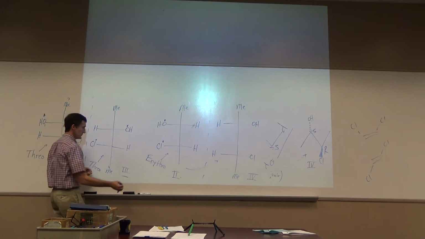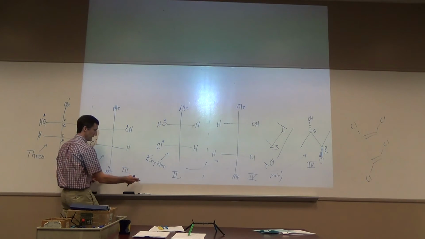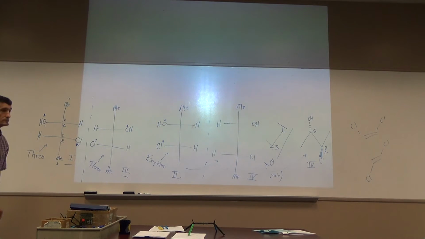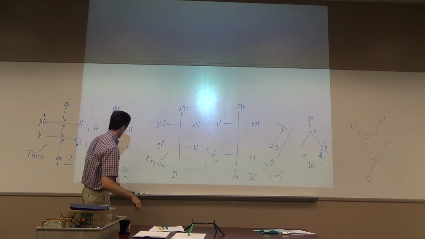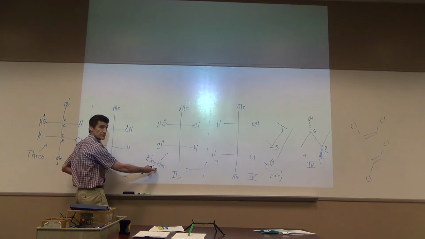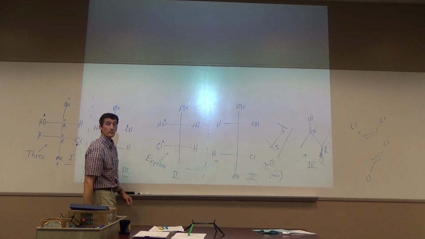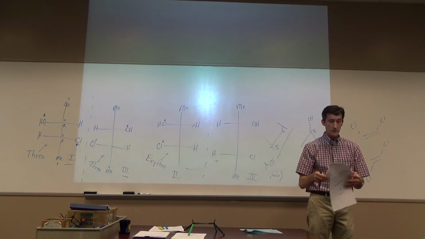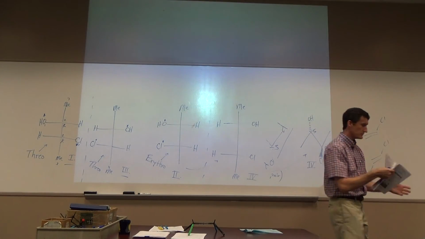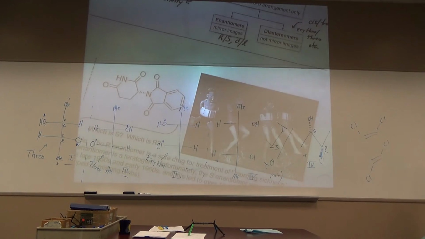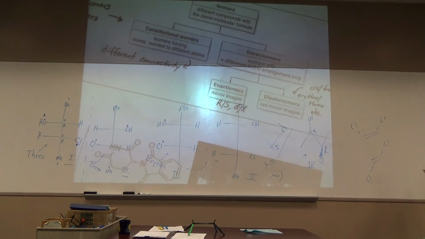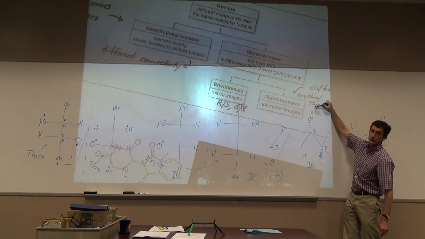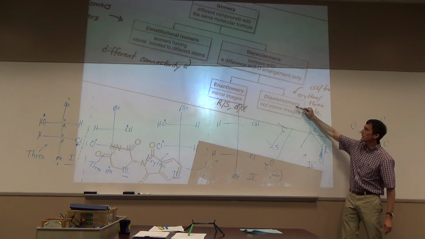What is the relationship between threo and erythro? That is, what's the relationship between 2 and 3? Is erythro and threo enantiomers? Diastereomers. Erythro and threo is a type of diastereomers, just like cis and trans. That's why here, in terms of type of diastereomers, cis and trans, but also erythro and threo, type of diastereomer.